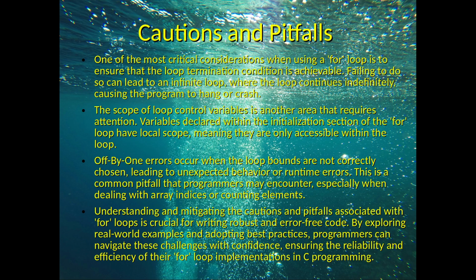Now, there are cautions and pitfalls. You need to ensure that loop termination is done properly. The scope of the variables inside of a for loop are within the for loop, so it's a local variable scope. So don't forget that it's local scope. People get off by one errors because the loop bounds are not correctly picked. So this is where they start at 1 instead of 0, or they start at 0 instead of 1.